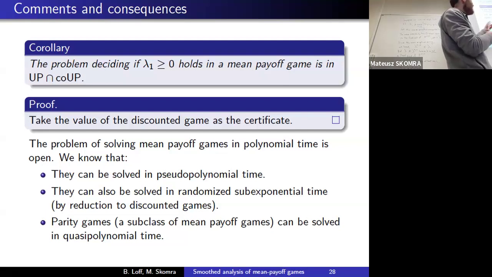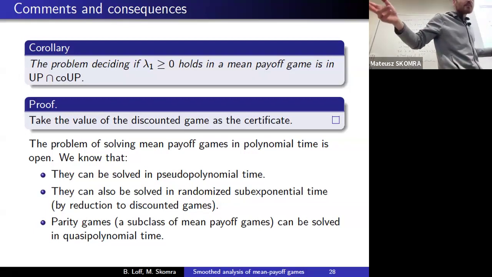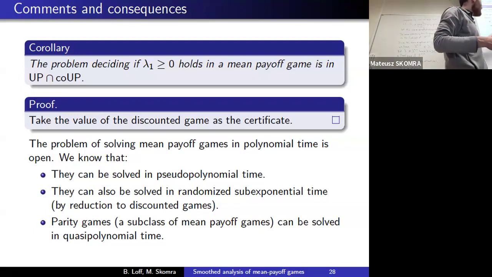They can also be solved in randomized subexponential time. You just reduce to the discounted game and you solve it. And as I told you, it's important to know that the number of arithmetic operations doesn't depend on the discount factor. So even though your discount factor is huge, the number of arithmetic operations doesn't depend on it, so it's subexponential. And there is this very well-studied subclass of mean payoff games called parity games, important for people from logic. We know that these parity games can be solved in quasi-polynomial time, something like n to the log n.